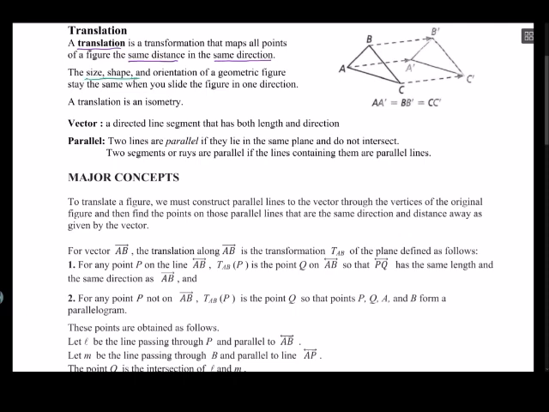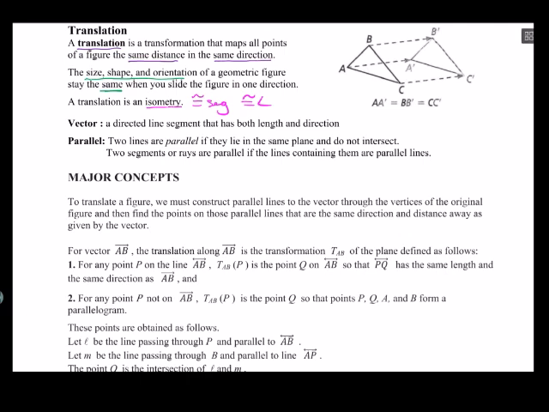So our size, shape, and orientation remain the same. So, of course, a translation is an isometry. That means we have congruent segments and congruent angles. We are distance preserving and angle preserving.